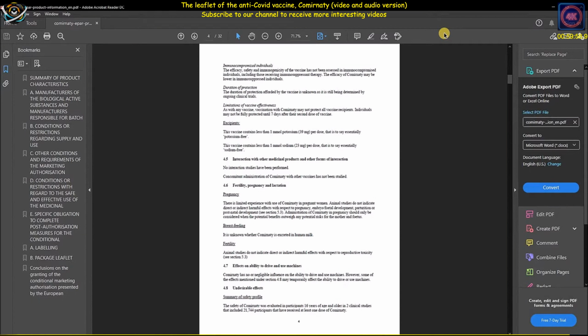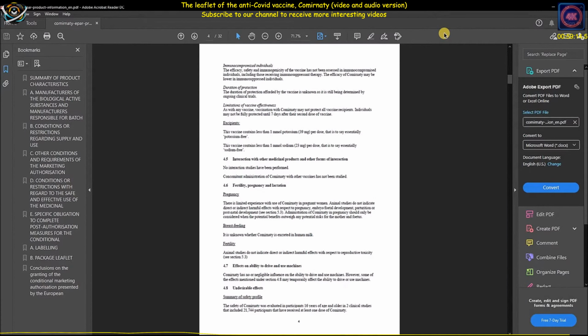Duration of protection. The duration of protection afforded by the vaccine is unknown as it is still being determined by ongoing clinical trials. Limitations of vaccine effectiveness. As with any vaccine, vaccination with Comirnaty may not protect all vaccine recipients. Individuals may not be fully protected until 7 days after their second dose of vaccine. Excipients. This vaccine contains less than 1 mmol potassium, 39 mg, per dose, that is to say essentially potassium-free. This vaccine contains less than 1 mmol sodium, 23 mg, per dose, that is to say essentially sodium-free.